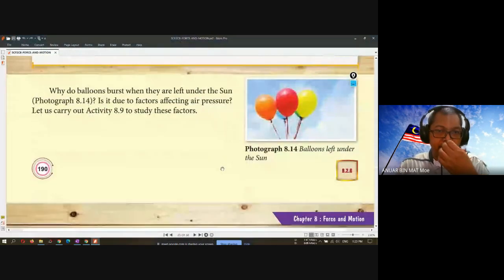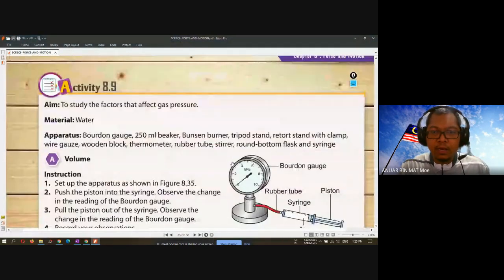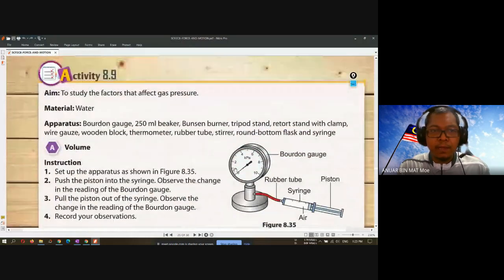Okay, this is some experiment. Never mind. I will skip the experiment.